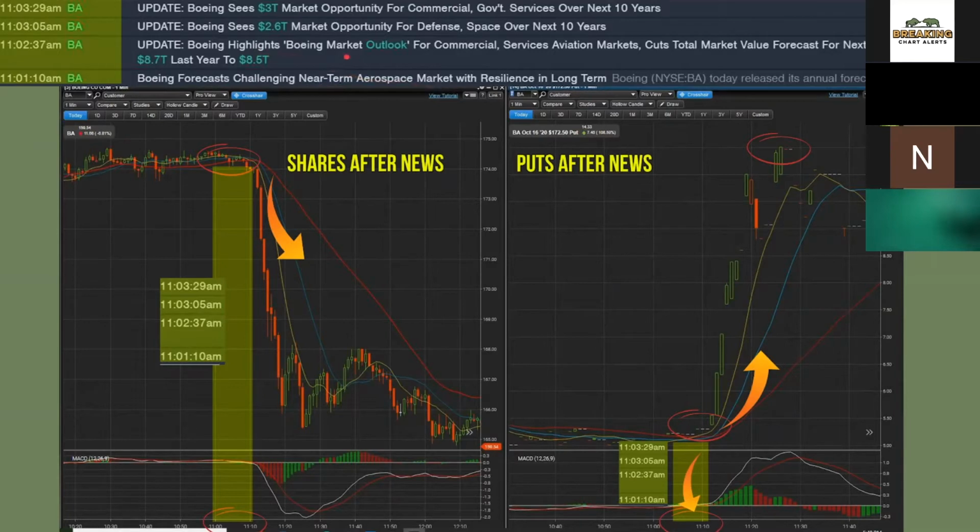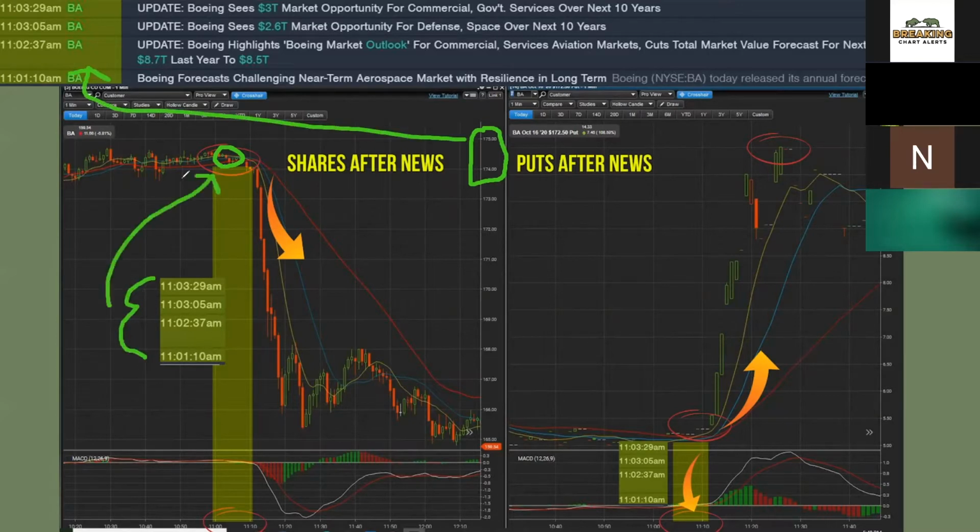Boeing highlights Boeing market outlook for commercial services are cut. So they're really pushing that. And that was at 11:01, 11:02, 11:03. And if you take a look at this chart, this is that 11:02 to 11:03 area. This is the actual stock. It was right at around 174 to 175 when that news came out. So that news came out here at 11:01 to 11:03, and that stock is trading right there.